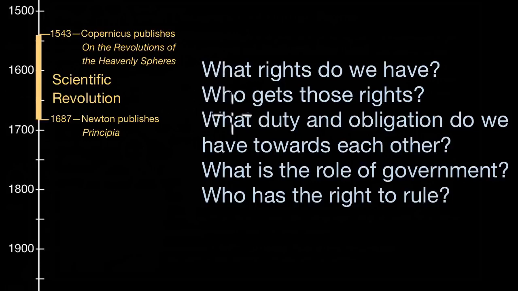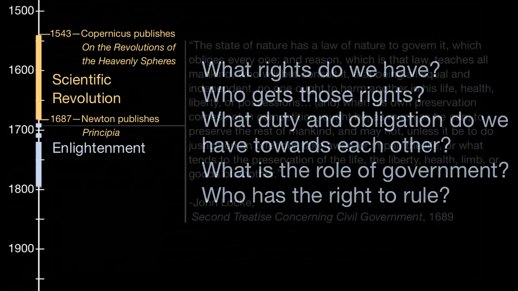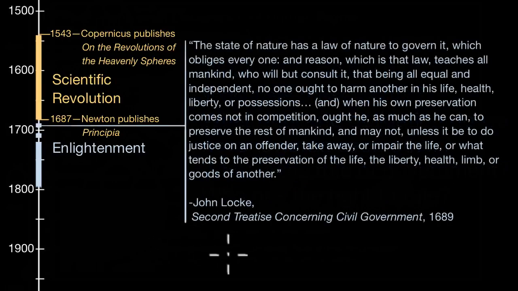Now, some of these questions have been the fodder of philosophers and religion for thousands of years. But now there was the power and the tools and the challenging notions of the scientific revolution. And this philosophical movement that is really tied to the scientific revolution is known as the Enlightenment. And just to have an example of the thinking during the Enlightenment, here is a passage from John Locke, who's considered one of the pillars of the Enlightenment. This is published in 1689. It's the Second Treatise Concerning Civil Government.